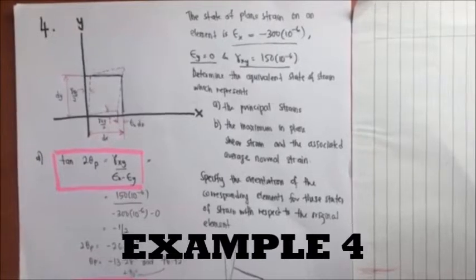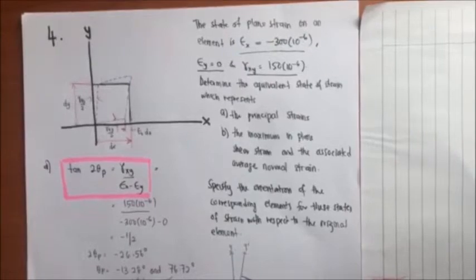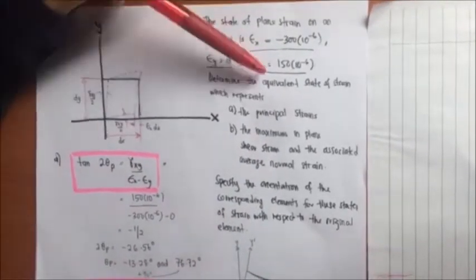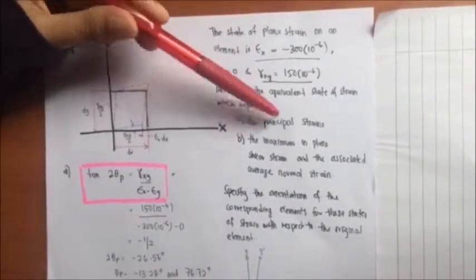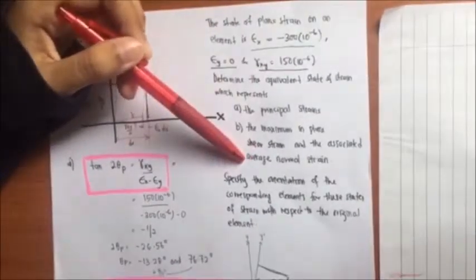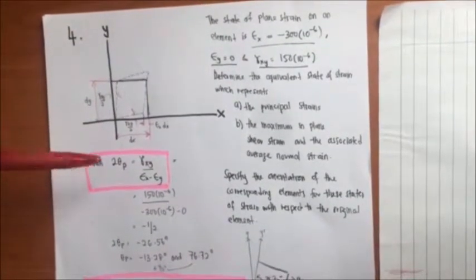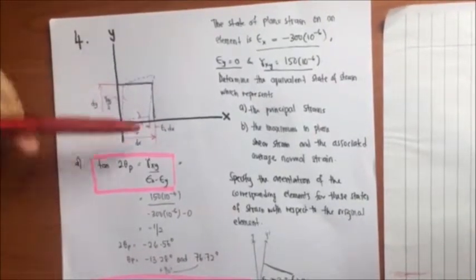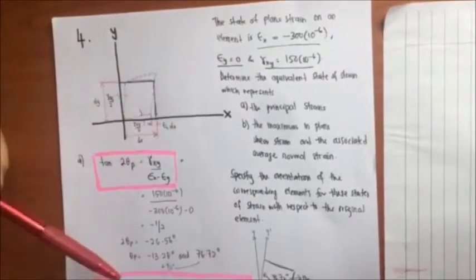Okay, now we are moving on to example number 4. The question has already given the normal strain along the x direction, the normal strain along the y direction, and the shear strain. The question asks for the principal strains, the maximum in-plane shear strain and the associated average normal strain. So first, you can find the angle through this formula and then just substitute the information given into this formula and you'll get the answer.